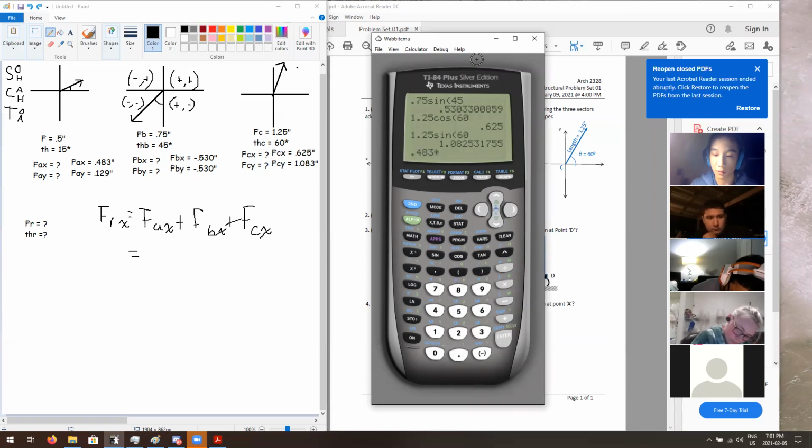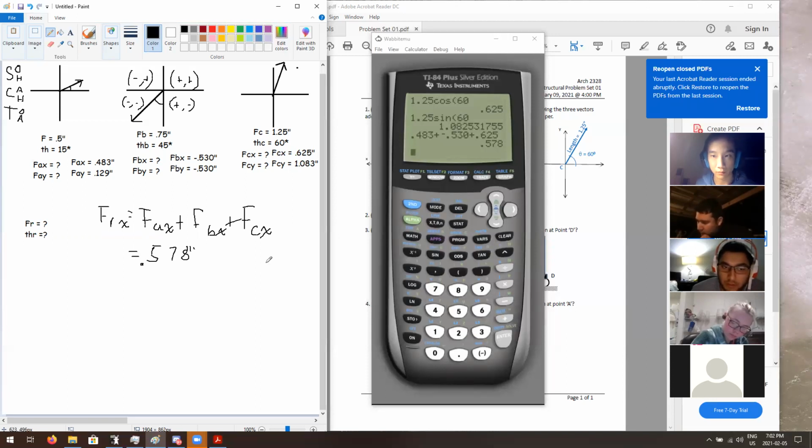0.483 plus negative 0.530 plus 0.625. That should give you 0.578. 0.578 inches.